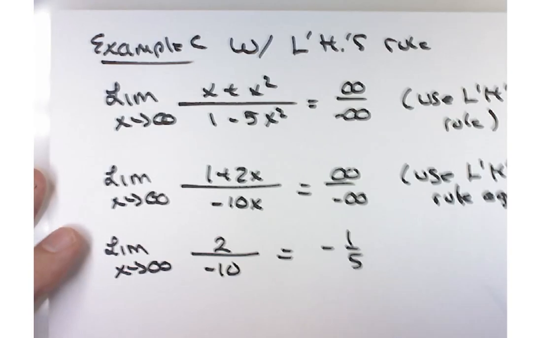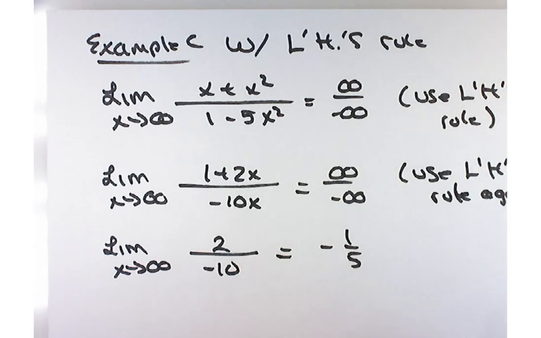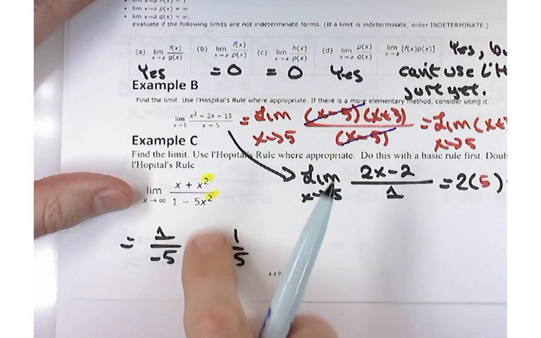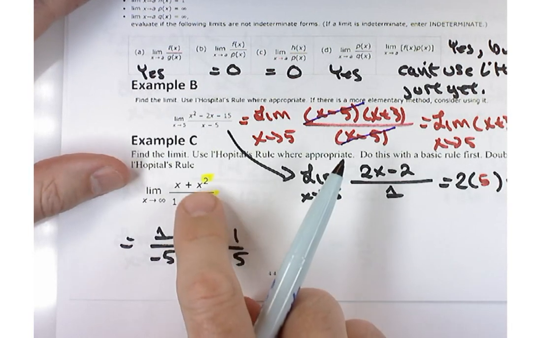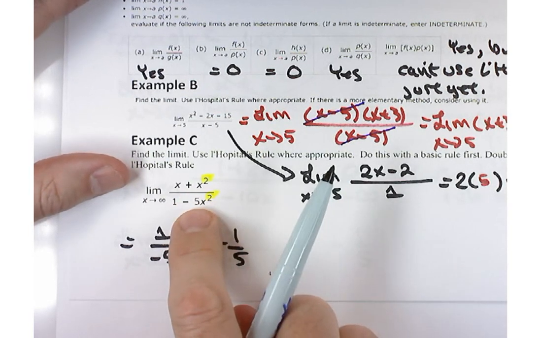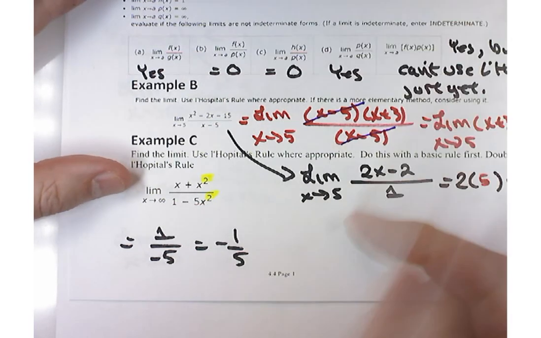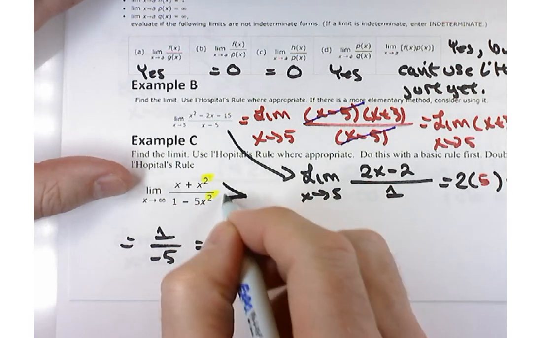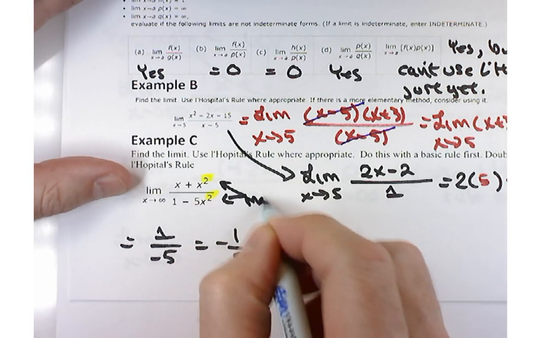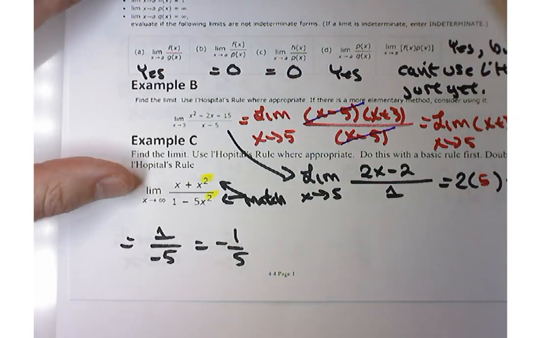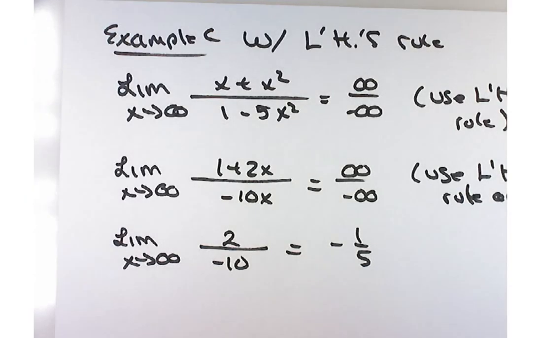So it's up to you how you would want to solve that. I think it's a little easier to do what we did, which is just to look at the ratio of the leading coefficients, 1 and negative 5. That only works when the degrees match. So if those match, then great. You got an easy out on that one.